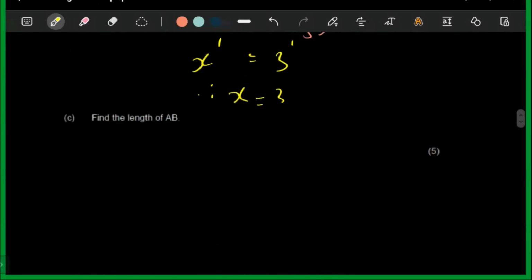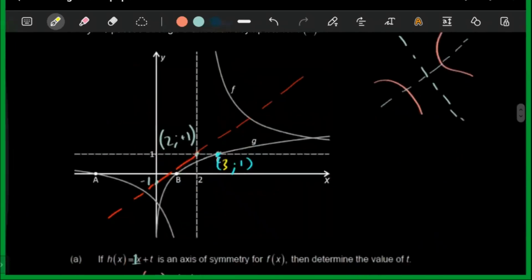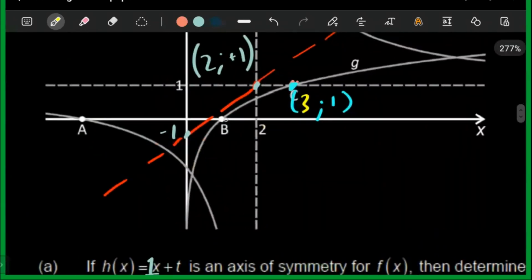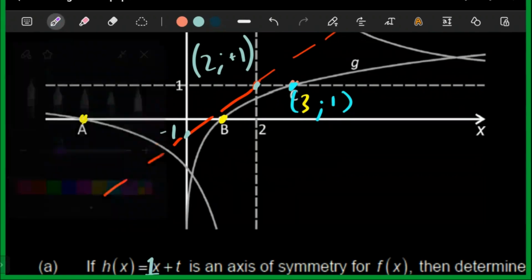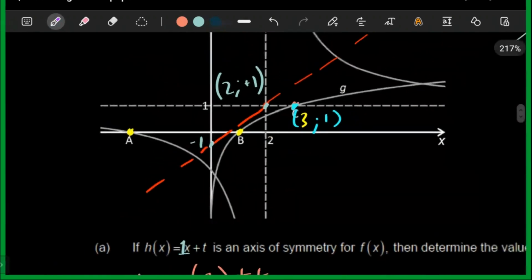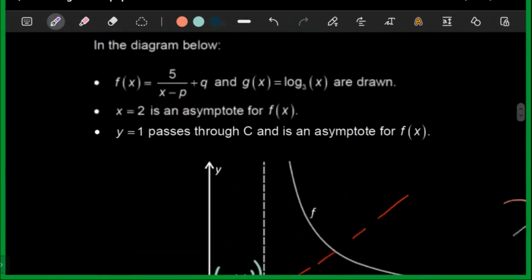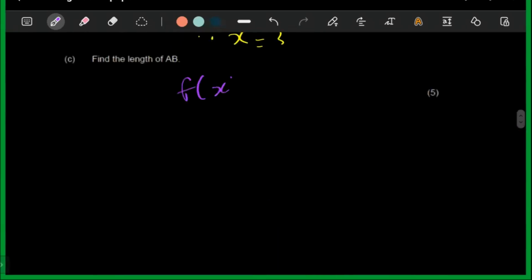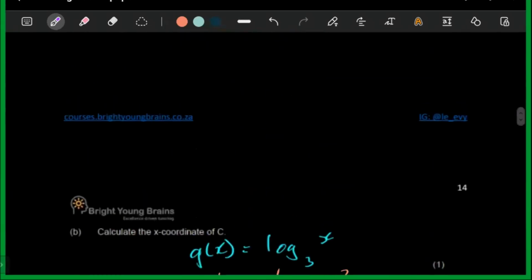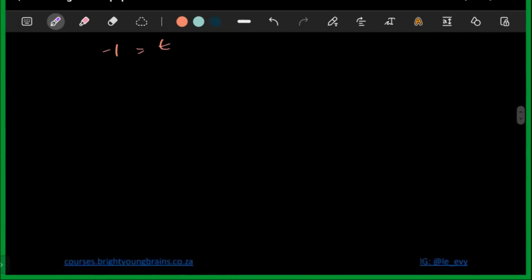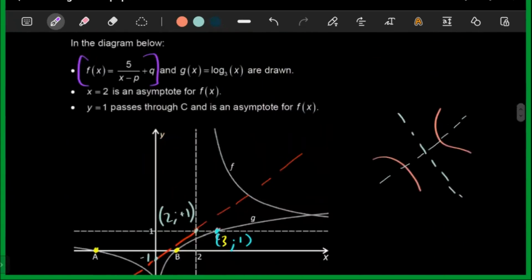Moving on, they want us to get the length of AB. If you're going to get the length of AB, you're obviously going to need to find the x-intercept of the one graph and the x-intercept of the other graph. So getting the x-intercept of each of these graphs, not a big deal. The only thing is, with the equation of f, we have to get the full equation first for us to get the x-intercept. Fortunately, we know what P and Q is.